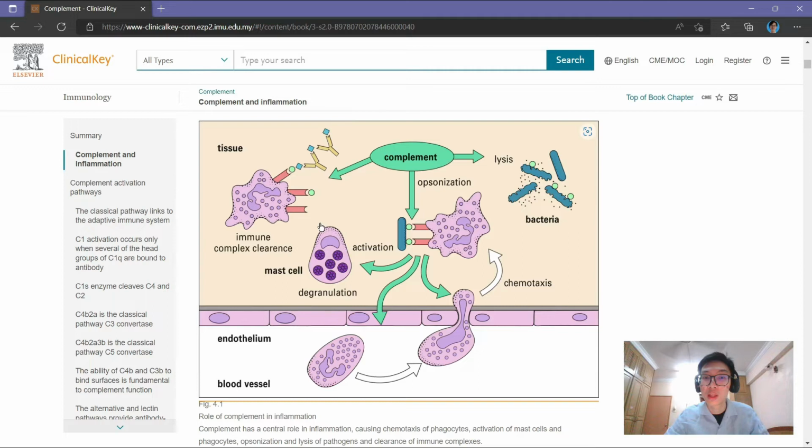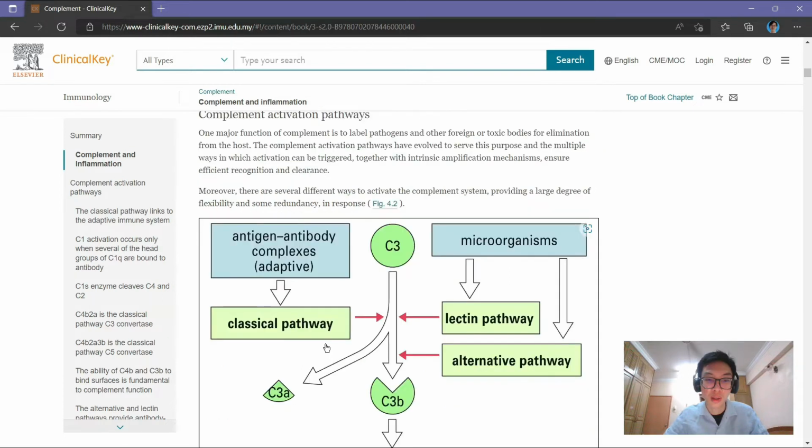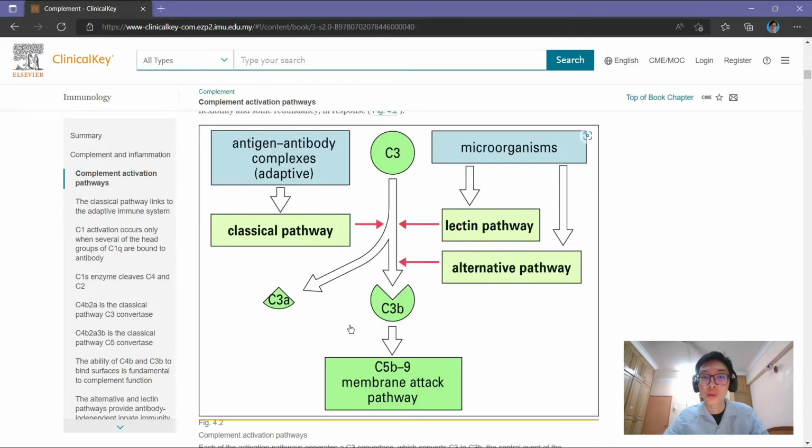You can see the book is quite good and it's quite easy to understand. Even for me, I'm a foundation student, we are not learning the complement system, but it can be easily understood by reading this book. And this is because of the pictures, right? It's very easy to understand the workflow, how the complement system works.